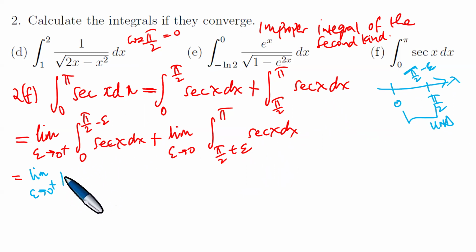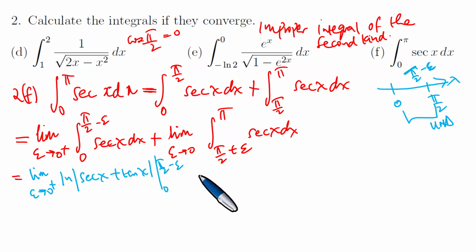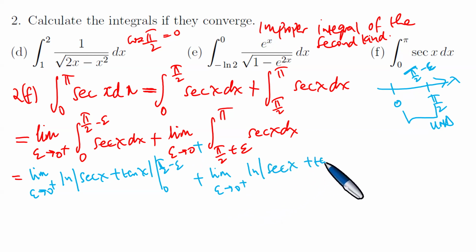When we find the integral of this, it is going to be the ln of the secant of x plus the tangent of x, from 0 to pi over 2 minus epsilon, plus the limit as epsilon approaches 0 from the right of the ln of the secant of x plus the tangent of x, from pi over 2 plus epsilon to pi. Okay, this is what we have.